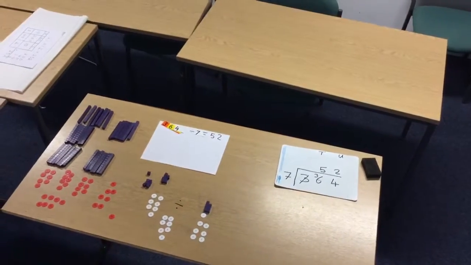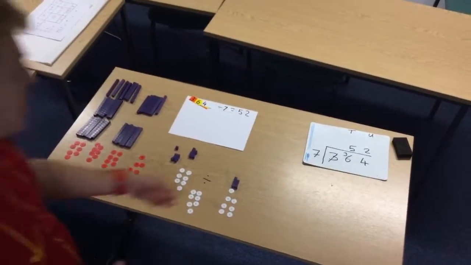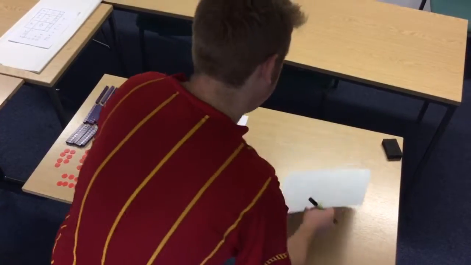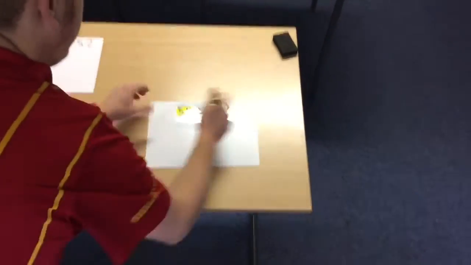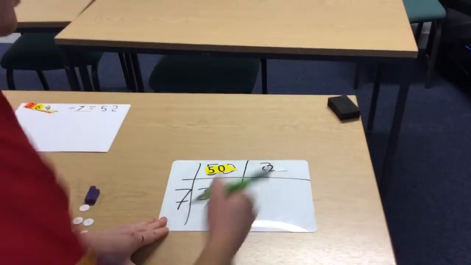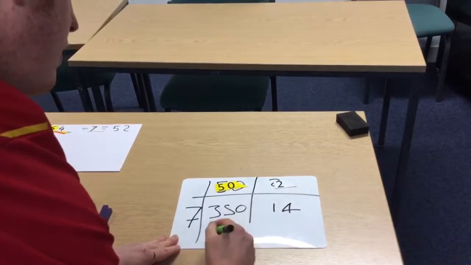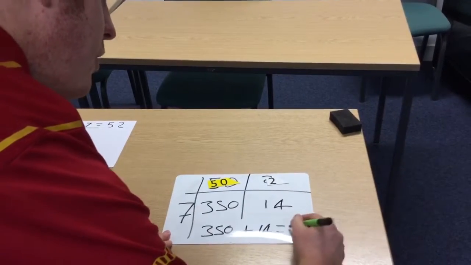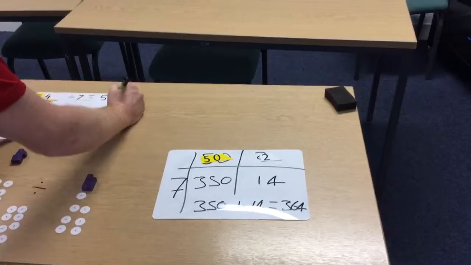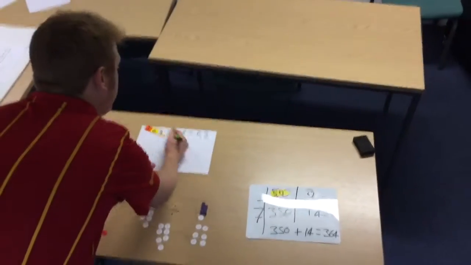With division being the inverse of multiplication, we can check our answer using the grid method. So we can use 50 and 2 by 7, knowing 7 times 50 makes 350, 7 times 2 is 14, and 350 plus 14 equals 364, giving us 364 divided by 7 equals 52.